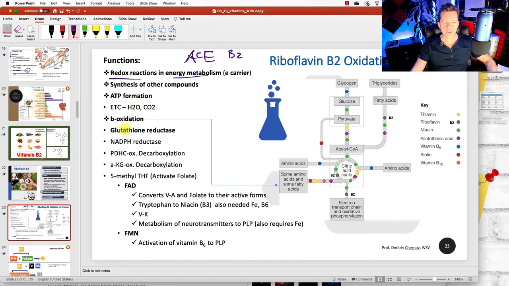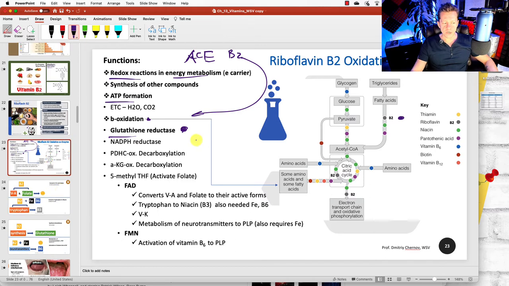In general, redox reactions are involved in ATP formation through metabolism of carbohydrates, proteins, and fats, however specifically in fats. That you don't really have to remember, just energy metabolism. Beta oxidation is important for fatty acids. Glutathione reductase, you do not need to know that, but I really want to mention that glutathione is a very important antioxidant. B2 works together with this particular antioxidant as well.